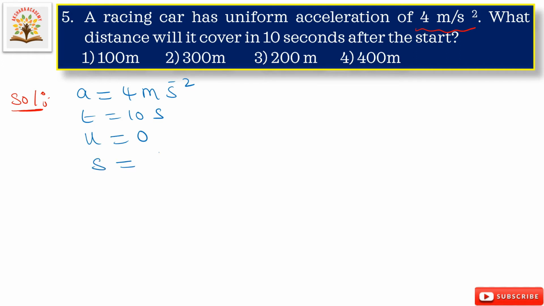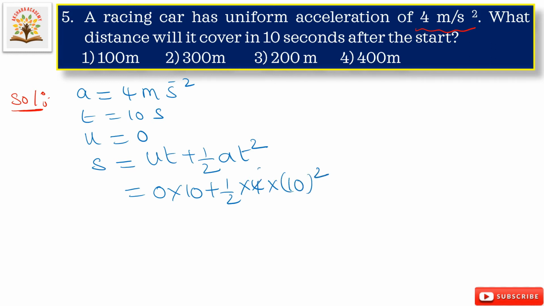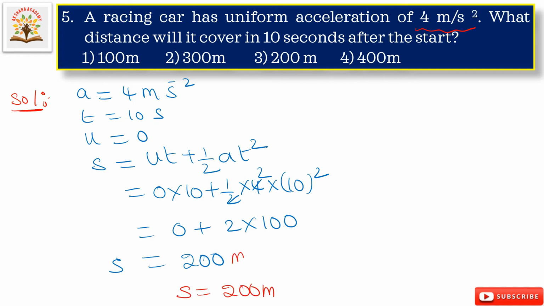From the second equation of motion, s is equals to ut plus half at square. Now substituting 0 into 10 plus half a, nothing but 4, t nothing but 10 whole square. 2 ones 2, 2 twos 4... 10 into 0 is 0, plus 2 into 10 square, 100. 100 into 2, 200. So distance covered s is equals to 200 meters. Okay, next we will go to the next.